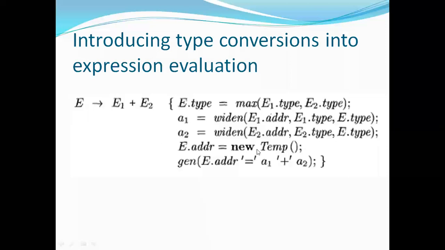And finally, again here E.address is a new temporary. And finally, what I'm going to generate here: E.address is equal to A1 plus A2. Where A1 is the widening conversion of this, and A2 is the widening conversion of this, right? And the resultant is stored in E.address. That's what I'm generating here. And what I did here, I wrote the semantic action for the corresponding production rule. When I enclose it with parentheses like this, then it comes under a syntax directed translation schema. Is it clear up to this concept?